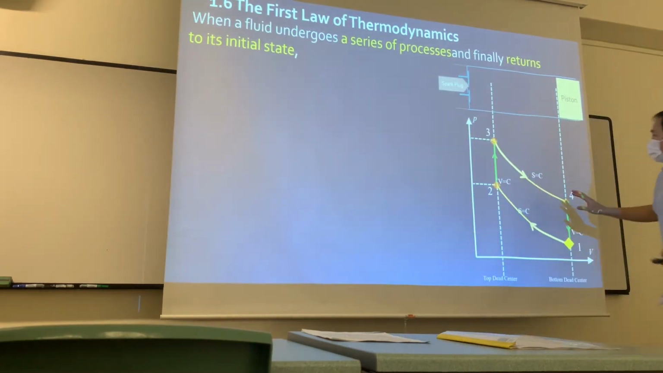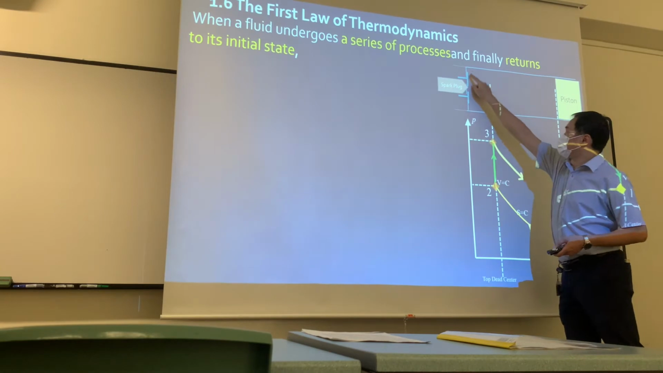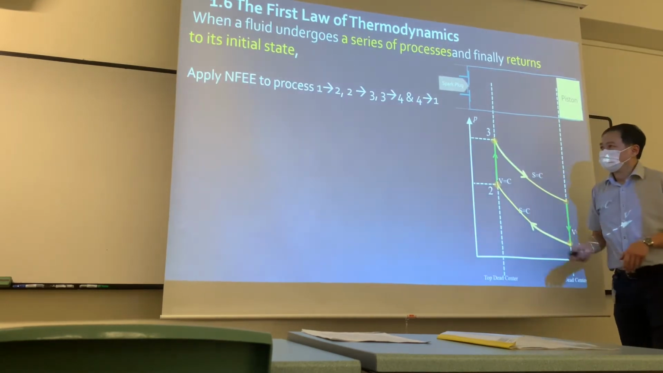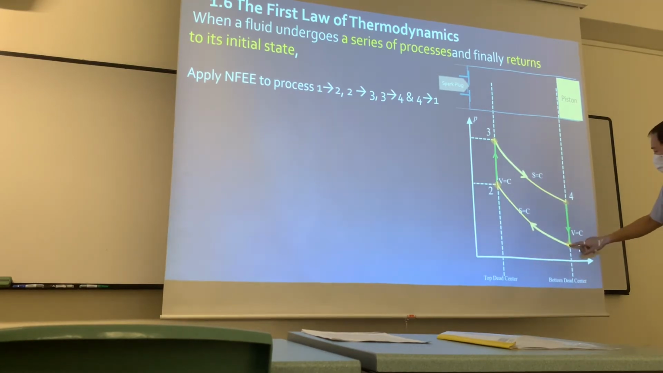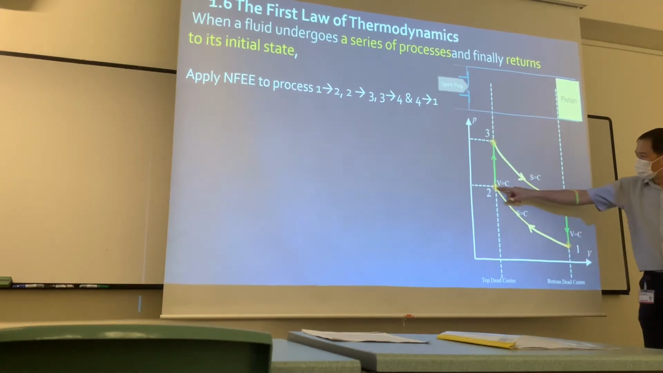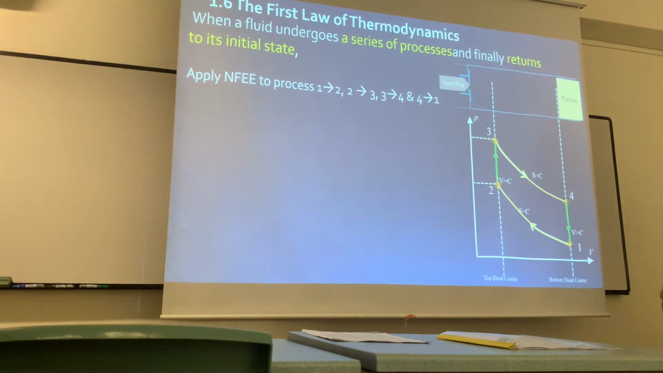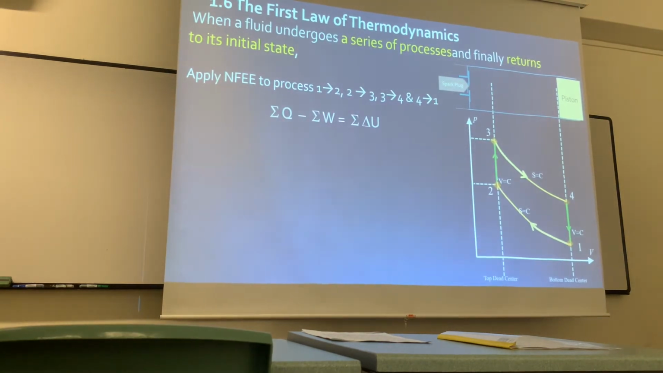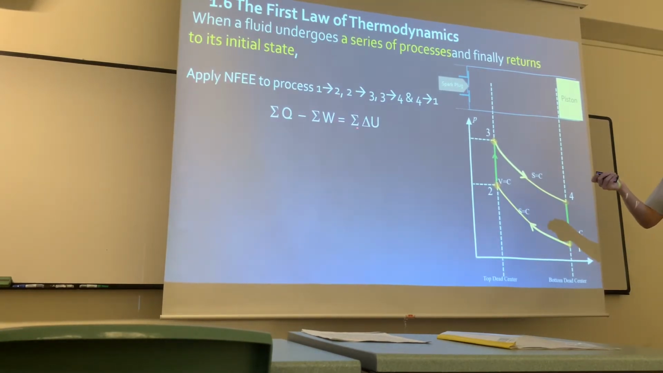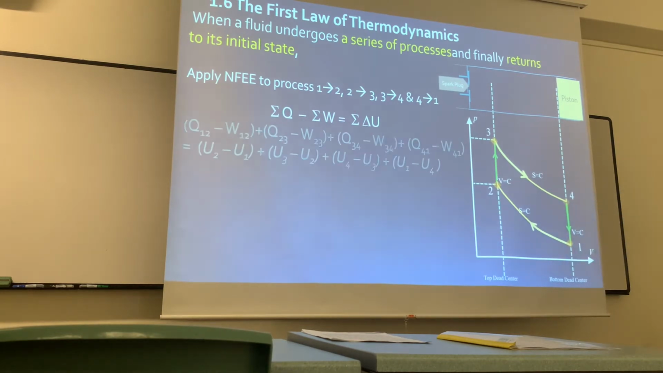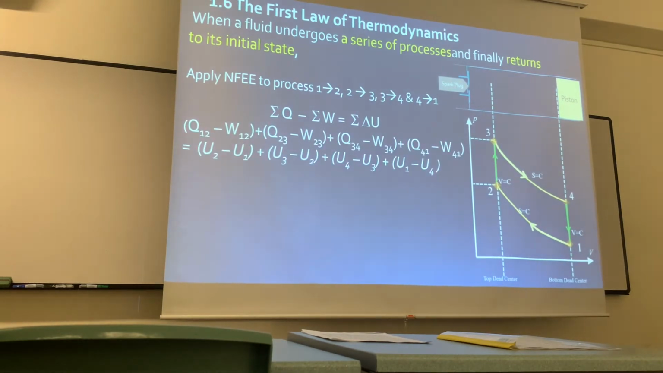When we want to calculate the energy equation for these 4 processes, what do we use? Because this is a closed system, we apply the non-flow energy equation to all the 4 processes, meaning from 1 to 2, 2 to 3, 3 to 4, 4 back to 1. So when we apply that, what do we have? We will have the sum of the heat minus the sum of the cool down equal to the sum of the change of internal energy. So it's a very long equation, but never mind.